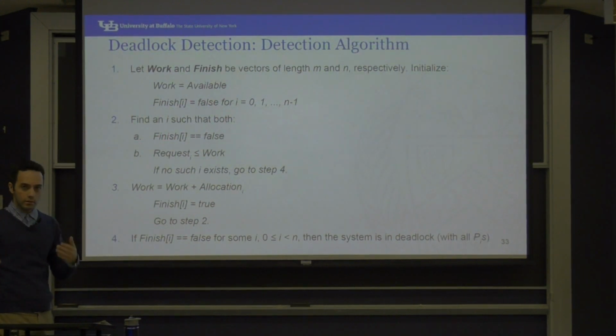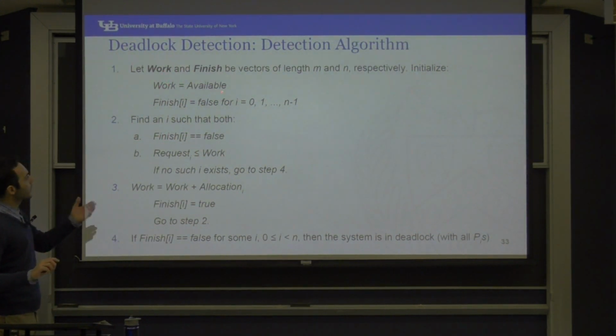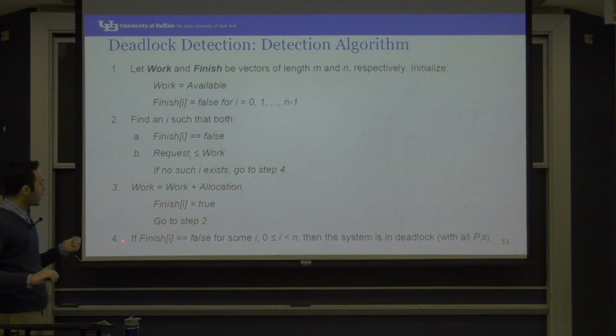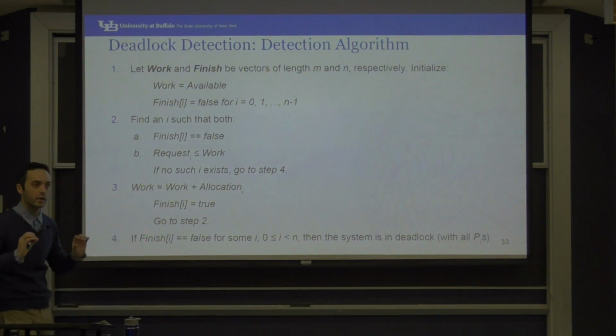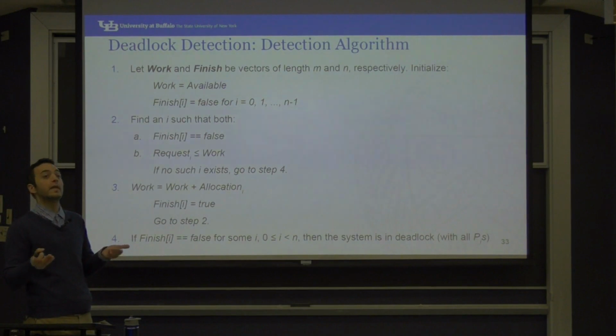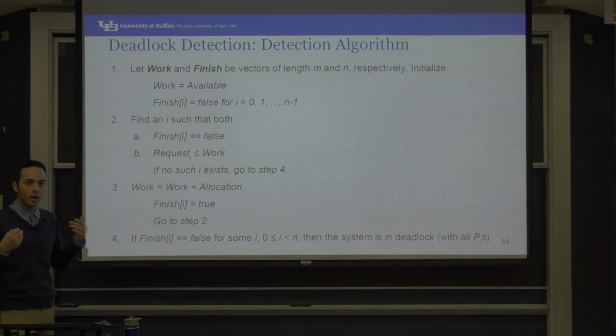So again, kind of similar algorithm. We start with work and finish, and then again we find an i such that this, and this, and this, and this, so on and so forth. If finish is false for some of the processes, then the system is in deadlock. It works the other way. So it's kind of like the safety algorithm, but instead of ensuring that all the processes can finish, it just wants to detect if some of the processes basically cannot finish. And that means a deadlock, right?